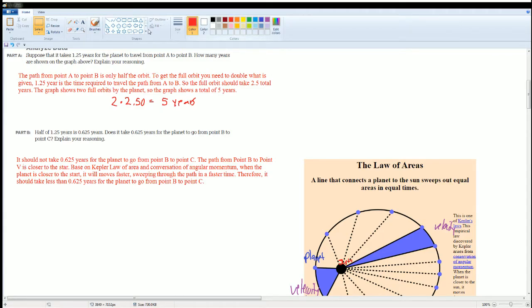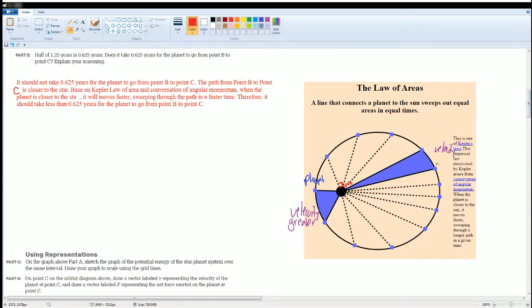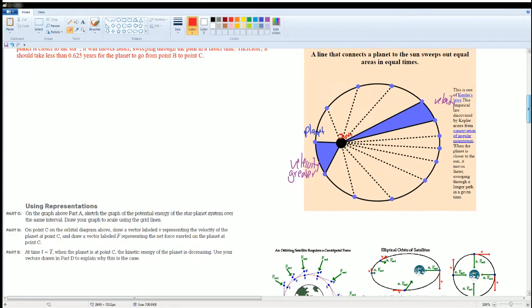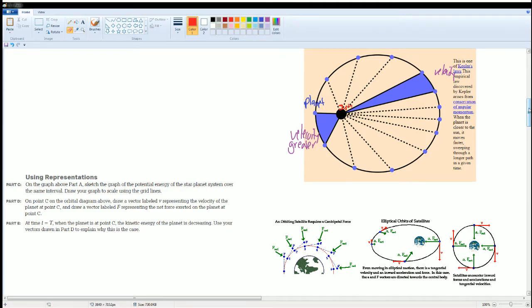I just made a mistake here. So this should be C. It's closer to the star. Based on Kepler's law of areas and conservation of angular momentum, when the planet is closer to the star, it will move faster, sweeping through the path in a shorter time. Therefore, it should take less than 0.625 years for the planet to go from point B to point C. If you want more information, you just have to watch a video on the law of areas, okay? And I think I already mentioned this in the simple harmonic motion video, all right?